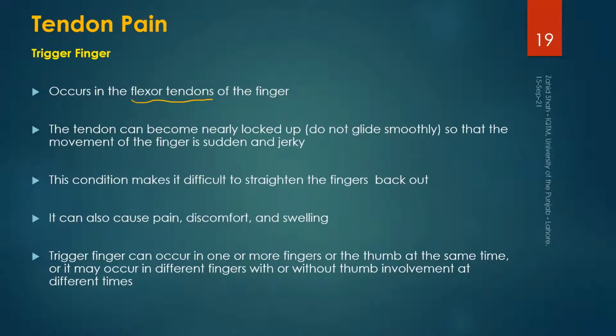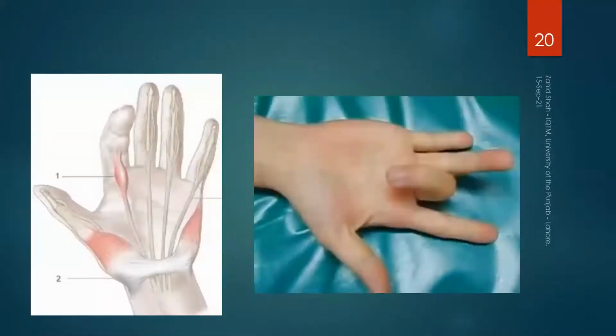The tendon can become nearly locked up. They do not glide smoothly, so that the movement of the finger is sudden and jerky. This condition makes it difficult to straighten the fingers back out. It can also cause pain, discomfort, and swelling. Trigger finger can occur in one or more fingers or the thumb at the same time, or it may occur in different fingers with or without thumb movements at different times. So you might have seen or experienced this problem.